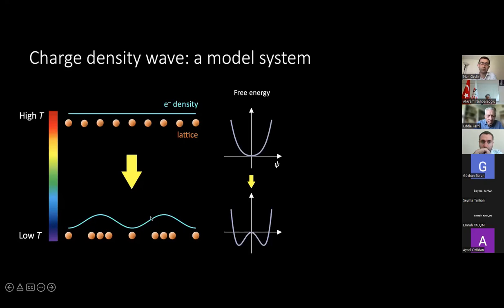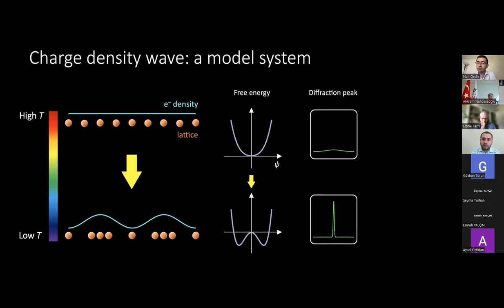So this is a very typical phase transition, a second order phase transition. There's the high symmetry state. This is the order parameter here. Above TC, it's zero, and below TC, you develop a finite modulation, for example of the electron density. So one obvious way to probe this system is to do diffraction.